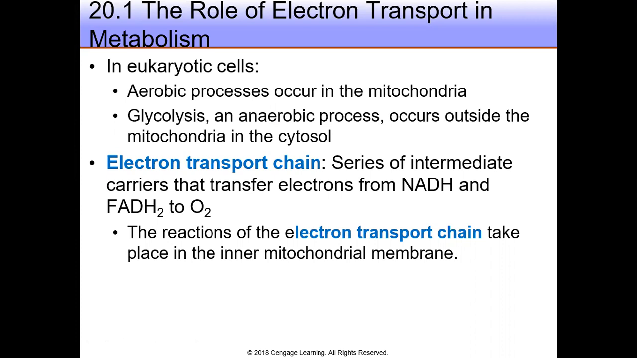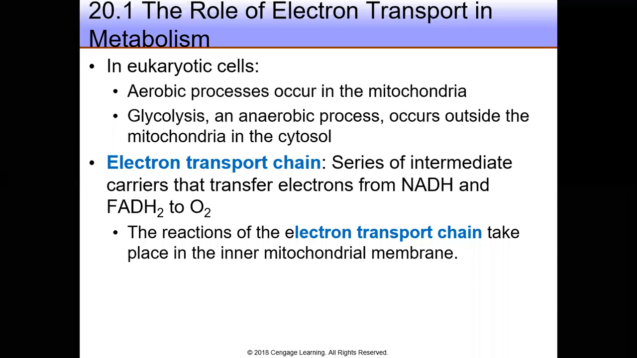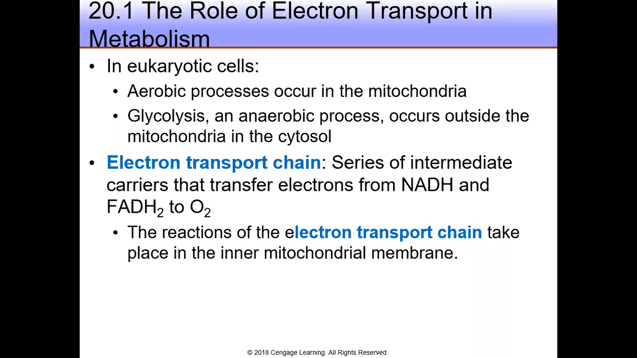But the reactions of the electron transport chain are strongly linked to one another and are highly coupled to the synthesis of ATP. How? By phosphorylation of ADP.